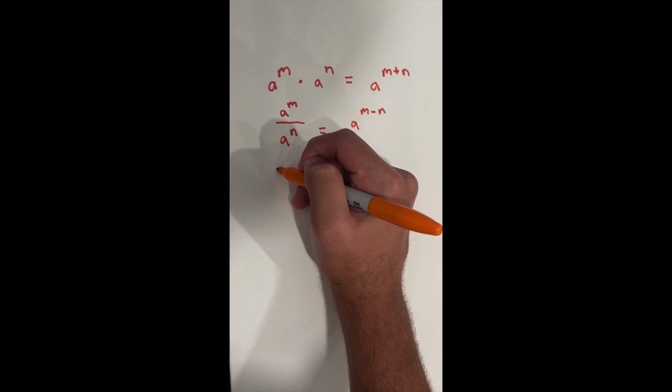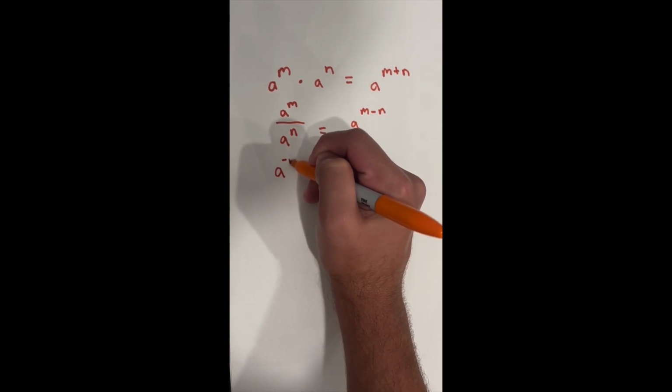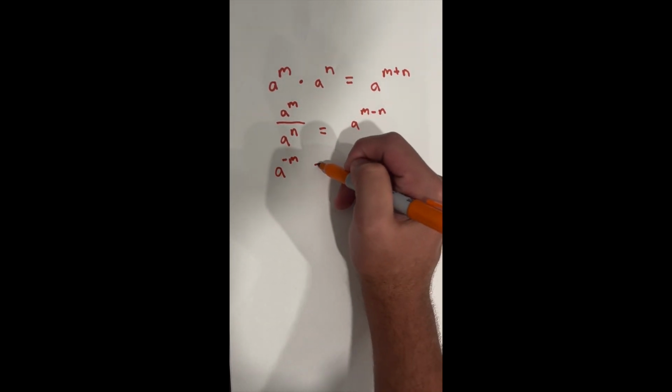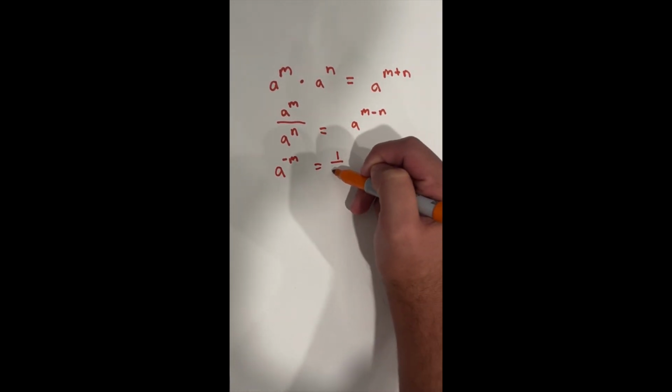The next rule is going to be a to the negative m. This, you simply bring the number from the top to the bottom. So you're going to get 1 over a to the power of m.